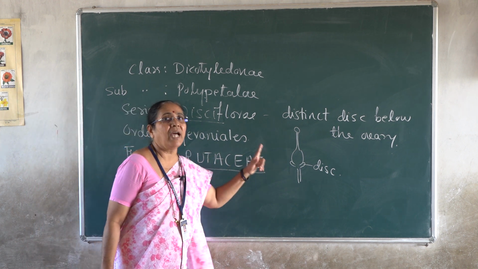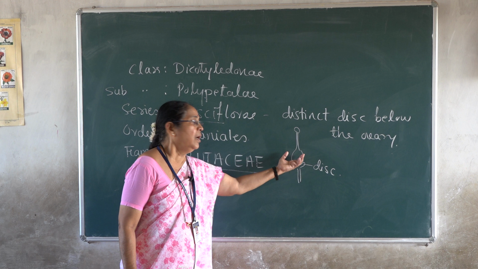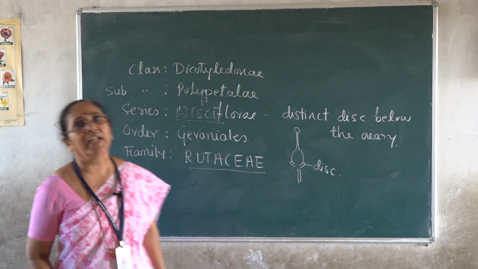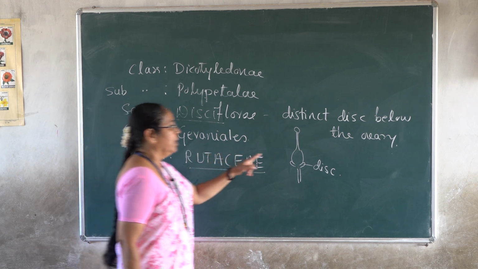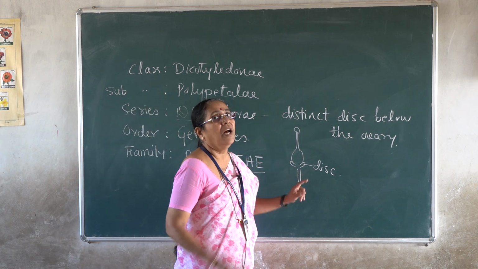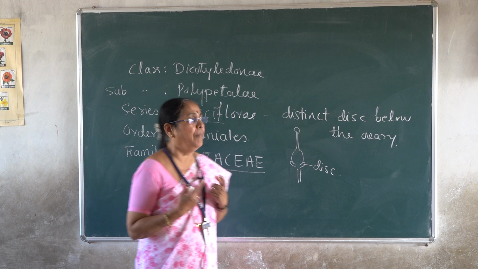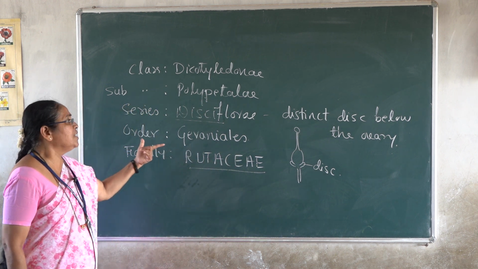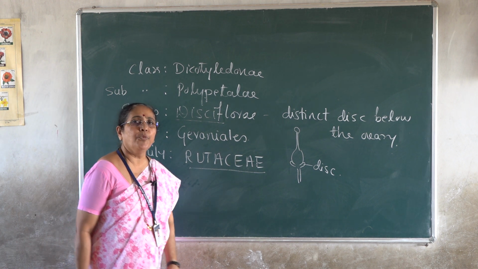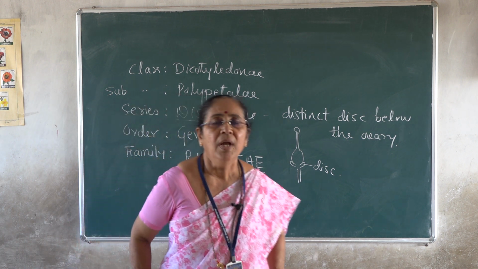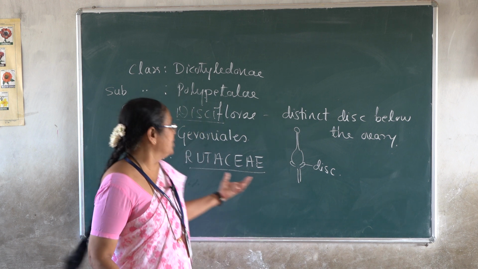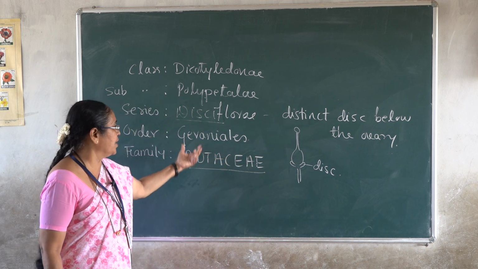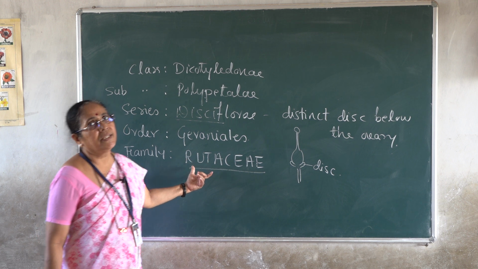And the flower is hypogynous only because the ovary is situated at the top of the thalamus, but at the base of the ovary you will find a distinct ring-like or cushion-like disc. That is the feature of the Disciflorae. Then the order is Geraniales. Here the ovary is superior with axile placentation, and all the families which fall under the Geraniales are characterized by superior ovary with axile placentation, and the family is Rutaceae.